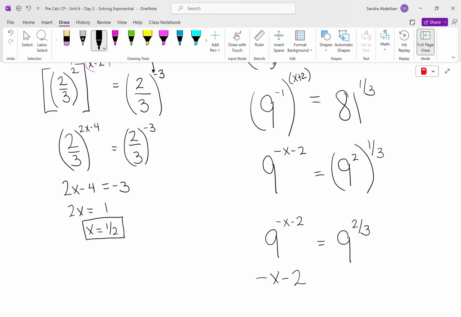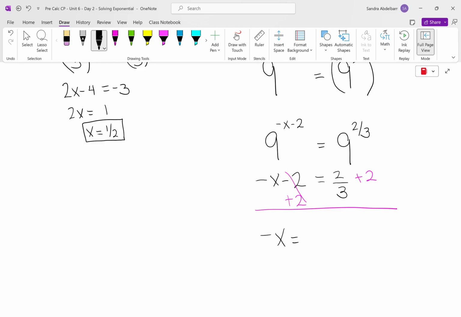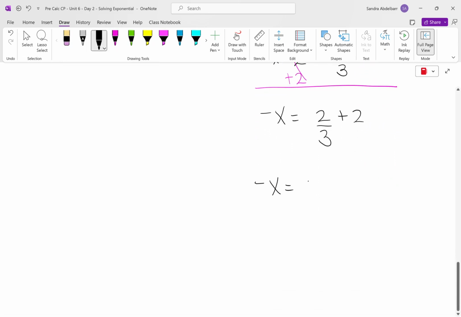Now we're going to set those exponents equal to each other. So I have negative x minus 2 is equal to 2/3. Do you want to deal with fractions or do you want to eliminate the denominator? It's not that bad. We could deal with the fraction. So we're going to add 2 to both sides. So now you end up with negative x is equal to 2/3 plus 2.